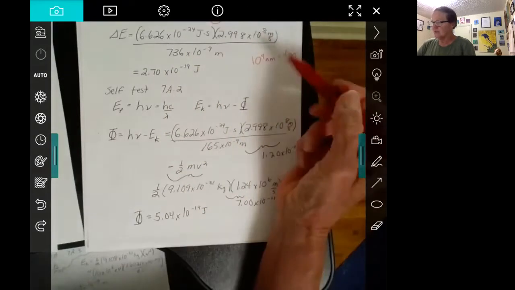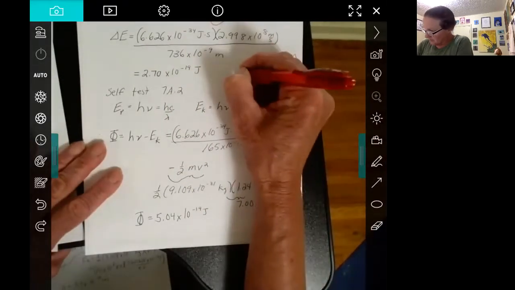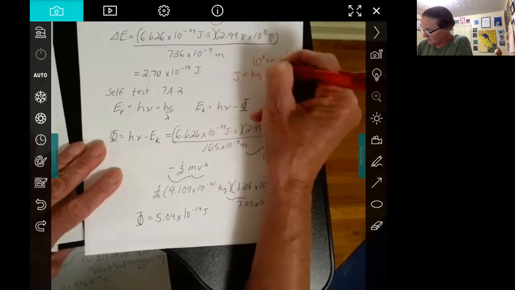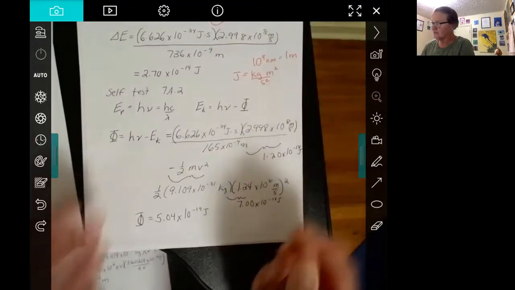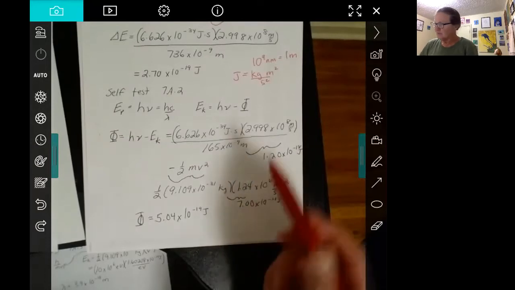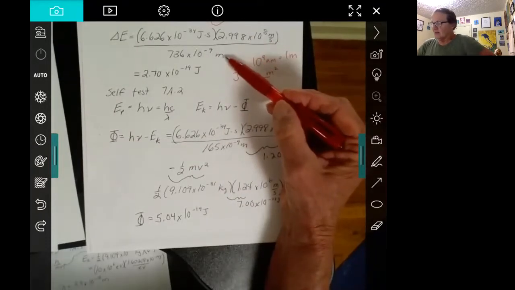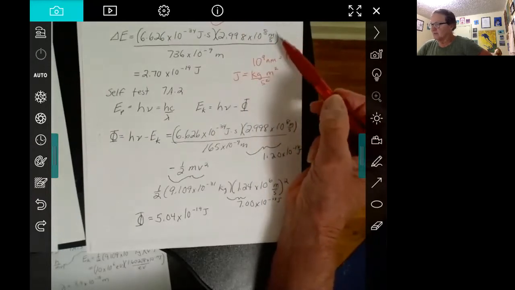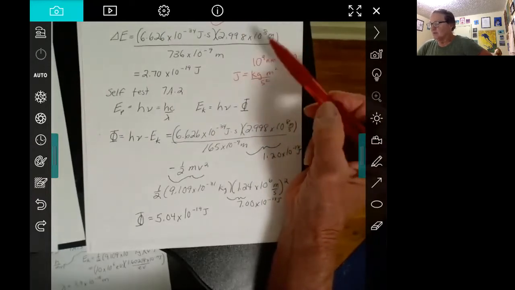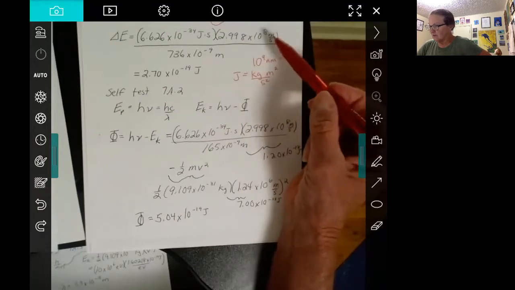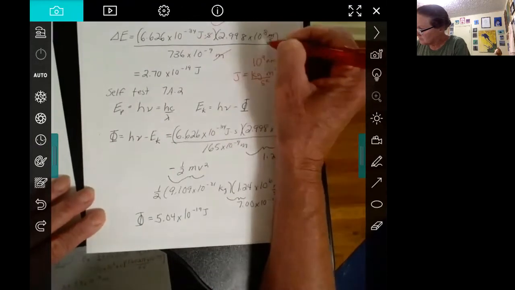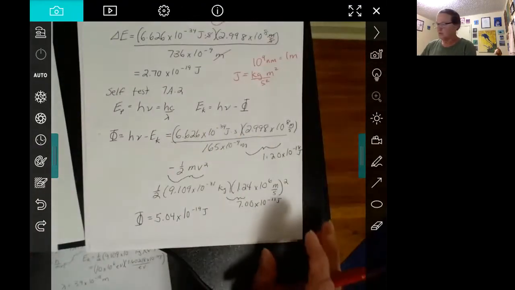These units will all be consistent. So remember, a joule is a kilogram meter squared per second squared, so it's the SI unit of energy. If you have length in meters, mass in kilograms, and time in seconds, you will have consistent units. So all of these will cancel, and your delta E will be in joules.